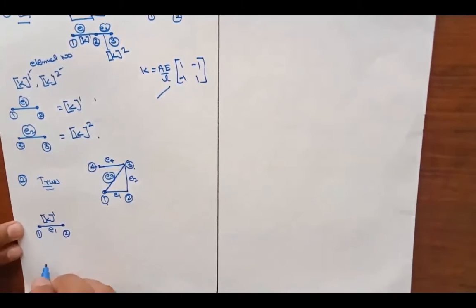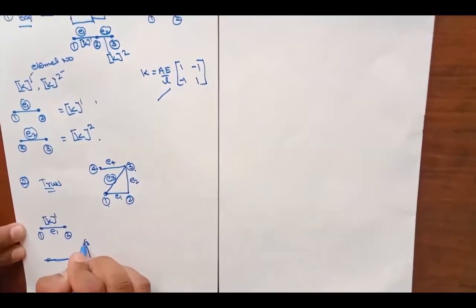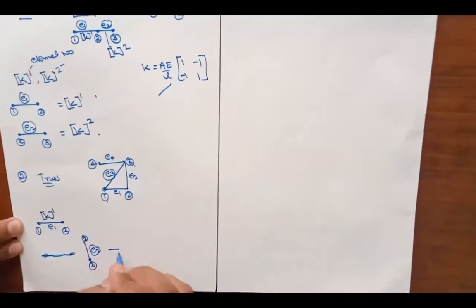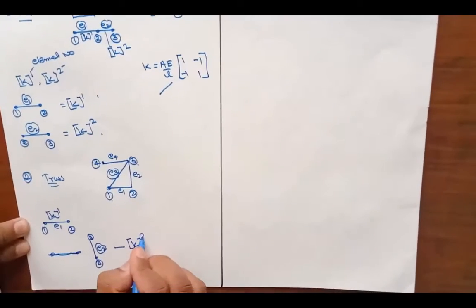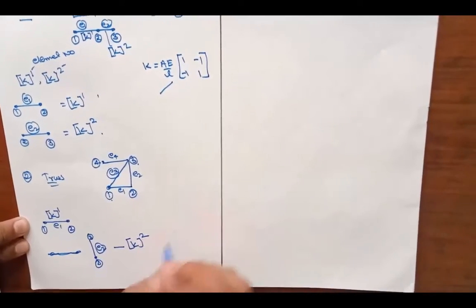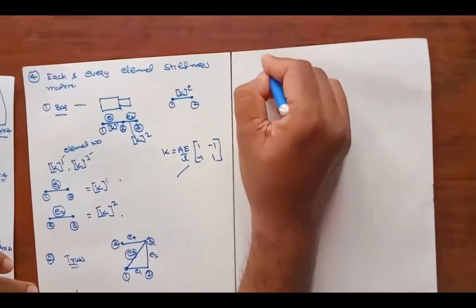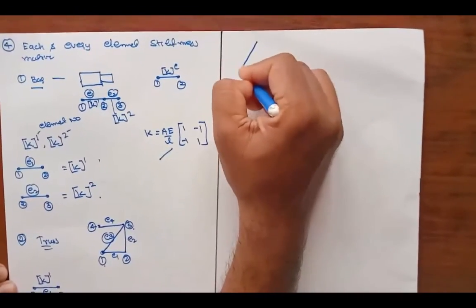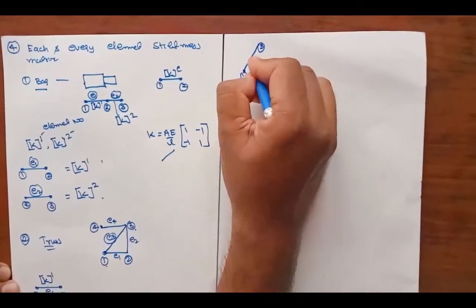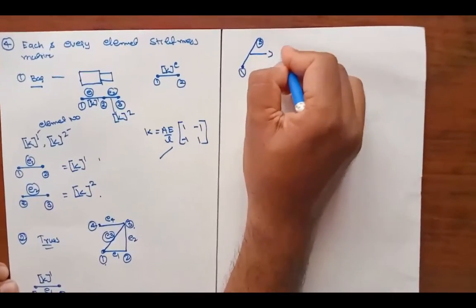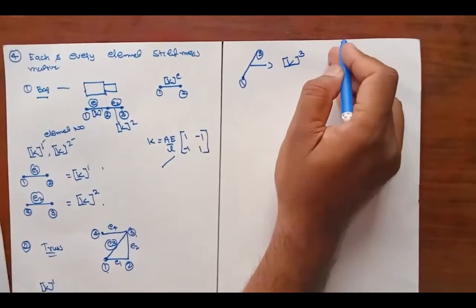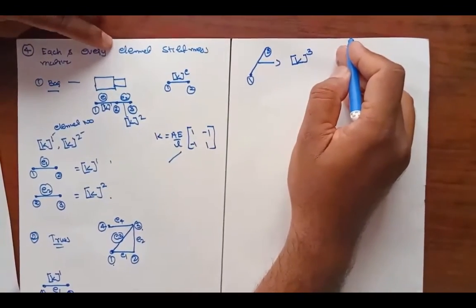Similarly, you have to take the second element, which is vertical in nature, with nodal numbers 2, 3, and this is element 2. For this one also you should find K2 using the elemental stiffness matrix formula for the bar. Next is the third element. The third element is inclined, and it has nodal numbers 1, 3. Therefore for this one you should find K3 by using the elemental stiffness matrix of bar formula.